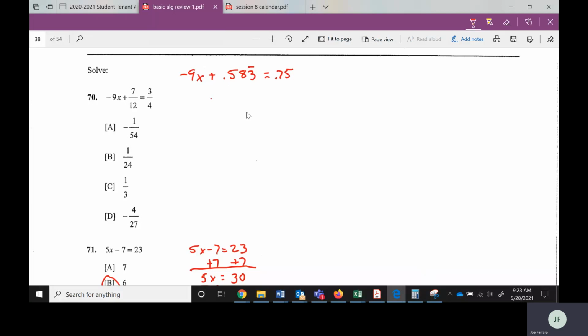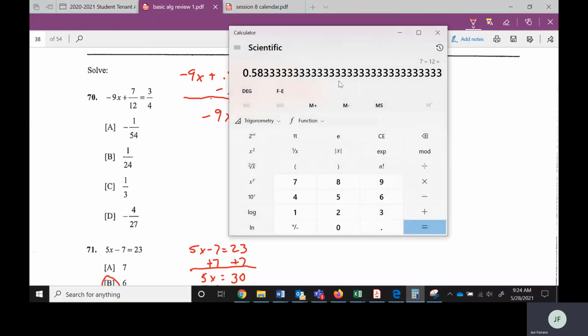Now we're going to do the exact same steps we did on the other problems. Okay, so we want to get rid of this first. X is on the left side. We're going to get rid of this negative 9 last. So we're going to subtract 0.583 repeating. And we have to do that on both sides. Okay, so on this side we'll get negative 9x. So over here, let's go to the calculator now.